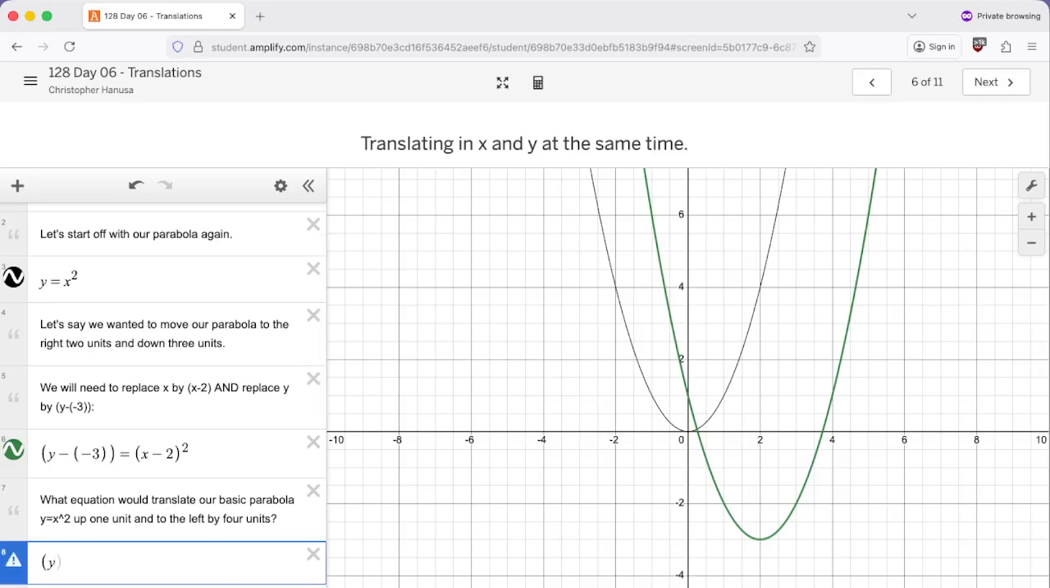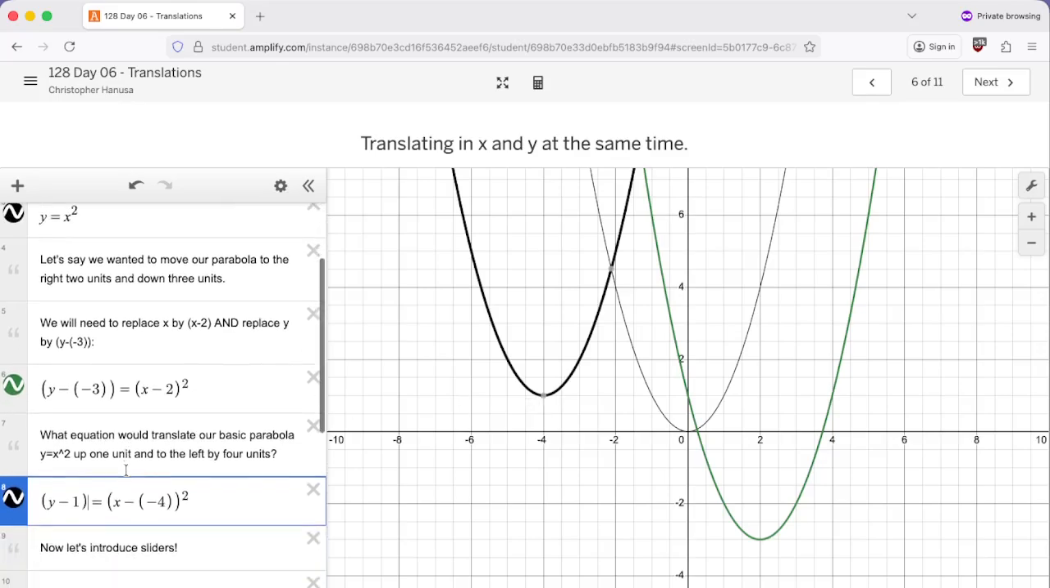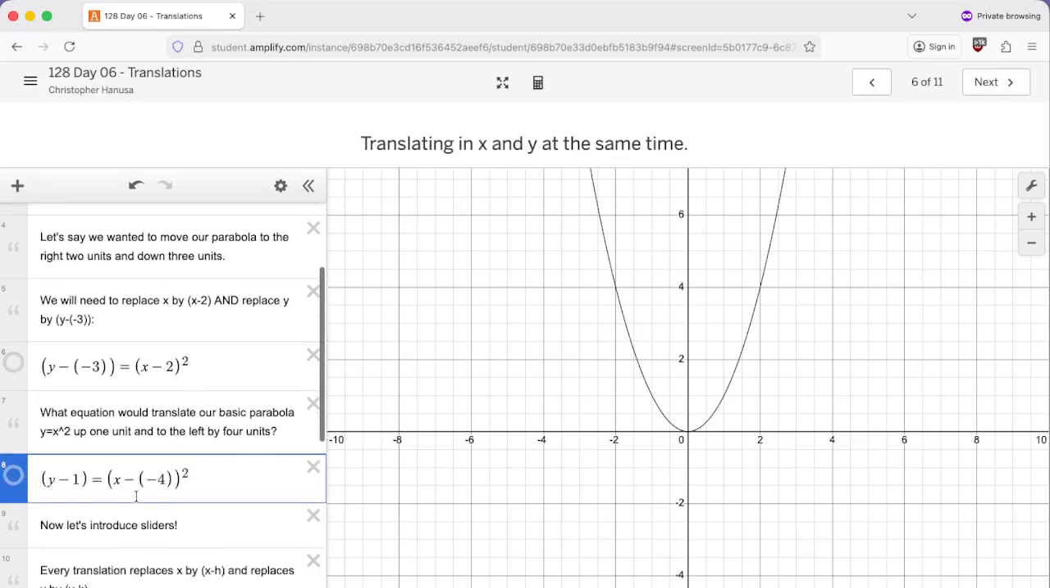So we had y equals x squared. We want the x to not be x itself. We have to do x minus h. And h in this case is 4 units to the left. So you could write x plus 4 if you wanted to, but I like writing x minus negative 4 to help me remember what's happening. Then the y, we want to move it up, so we do y minus 1. And now we've taken our parabola, we've moved over 4 units to the left and up 1 unit. There we go. All right, I'm going to turn these off to go to the next one.